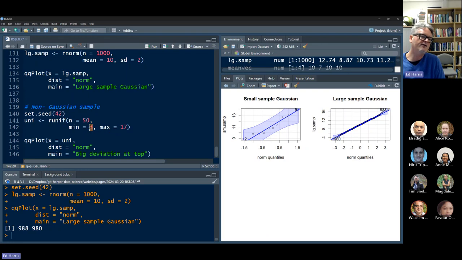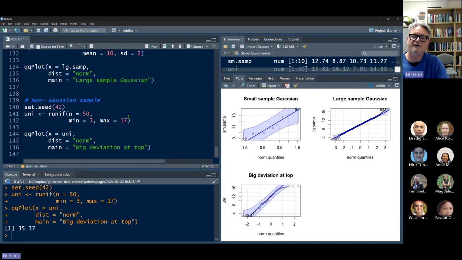Here, the parameters that define a uniform distribution would be a minimum value, here we're using 3, and a maximum value, here we're using 17. Why 3 and 17? Well, 3 and 17 capture a lot of the variation for the Gaussian population, so it covers the entire range. So it is somewhat comparable to the real data we have. You can just take my word for that, or explore the data with the code yourself. Then the QQ plot for that.